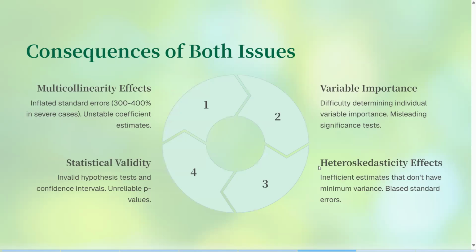So, moving on to consequences of both issues. Now, here's where things get serious. Multicollinearity can inflate your standard errors by 300 to 400%. That makes your model's coefficients jump around like they're on caffeine. On the flip side, heteroskedasticity gives you inefficient estimates and throws off your confidence intervals. So even if your models look good on paper, your conclusions could be way off.